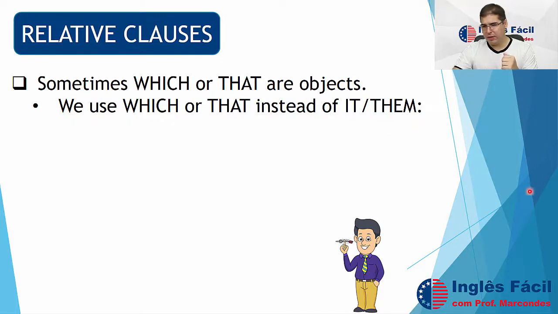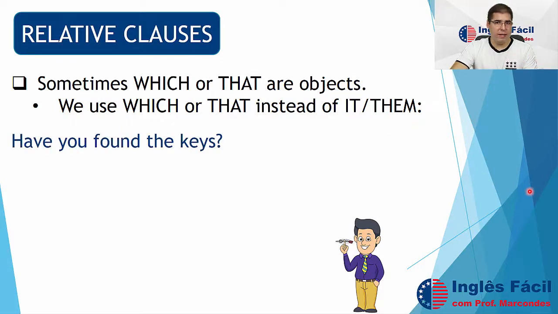So let's see one example. Have you found the keys? You lost them, okay? So you lost the keys, right? So pay attention here. In the first sentence, have you found the keys? And in the second, you lost them. Now, the keys, you lost the keys in the second sentence is an object, okay? You lost the keys, you lost them.